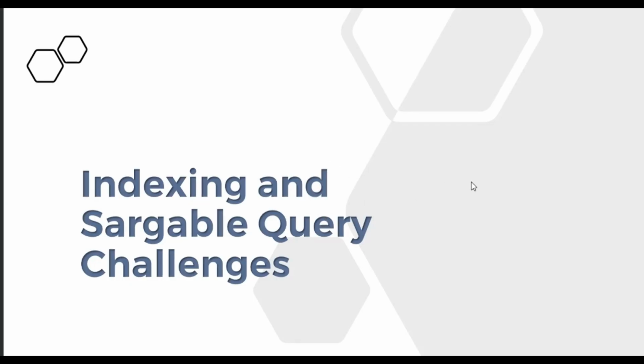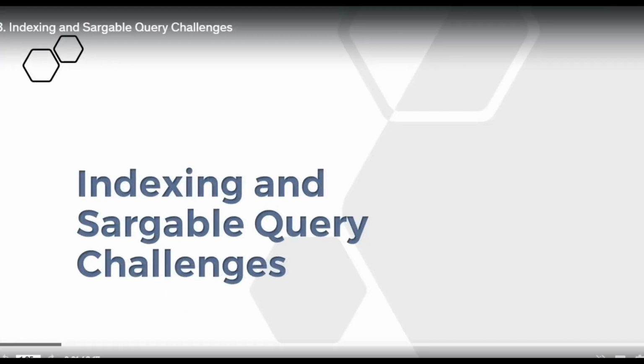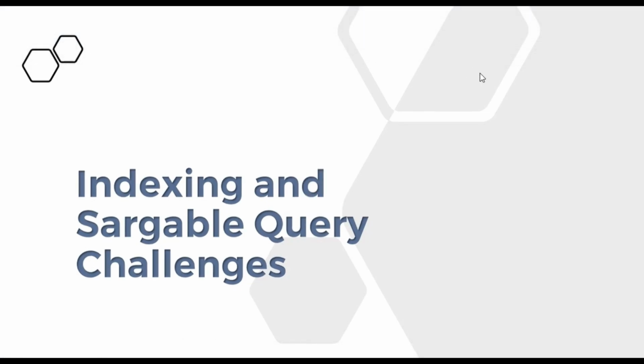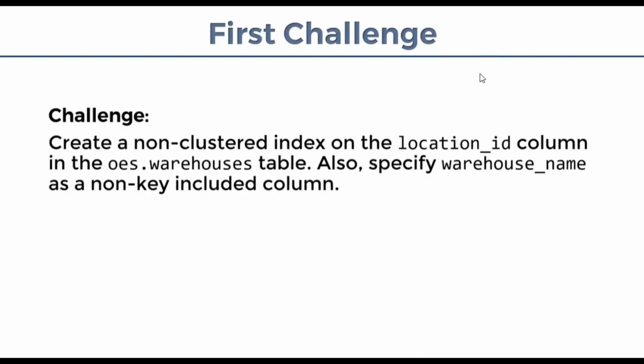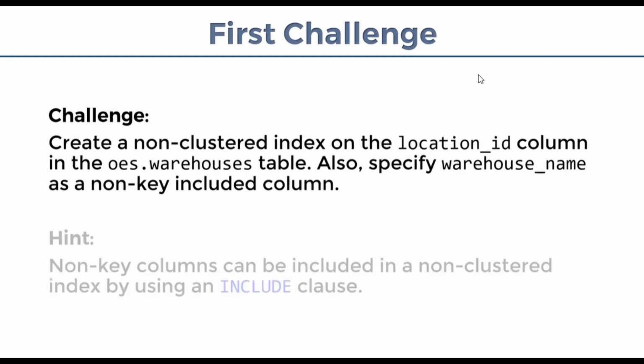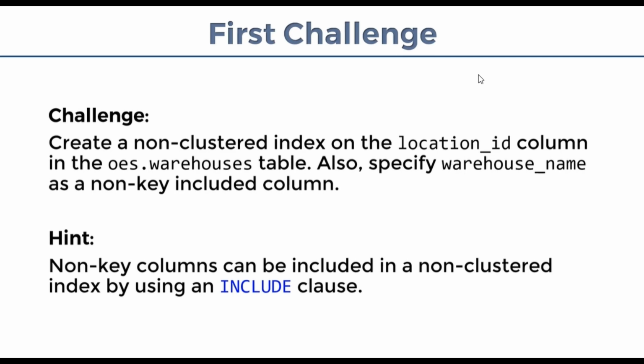Let's see some challenges on that, right? Let's go for the challenge. First challenge: create a non-clustered index on the location ID column in the OES warehouse table. Also specify warehouse name as a non-key included column, right? Non-key columns can be included in a non-clustered index by using an INCLUDE clause, right?